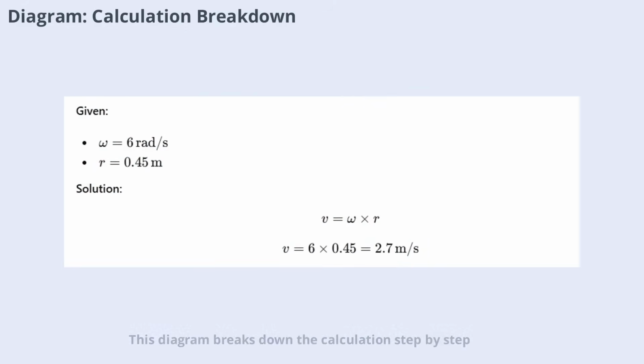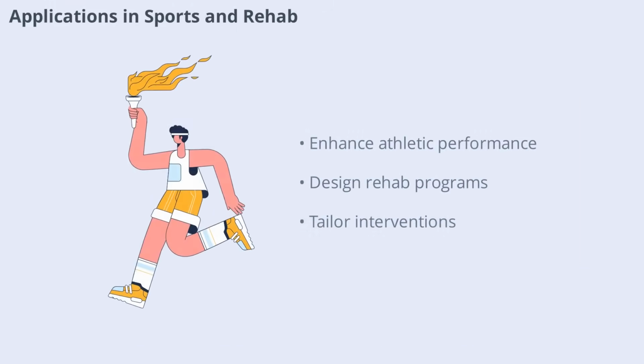This diagram breaks down the calculation step by step, illustrating how the radius and angular velocity combine to produce the linear velocity at the ankle. Such diagrams are essential tools in education, helping students and professionals visualize the process and reinforce their understanding of the underlying mechanics. Understanding the relationship between angular and linear velocities has broad applications in sports and rehabilitation.